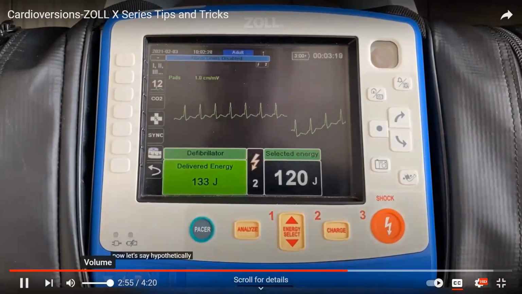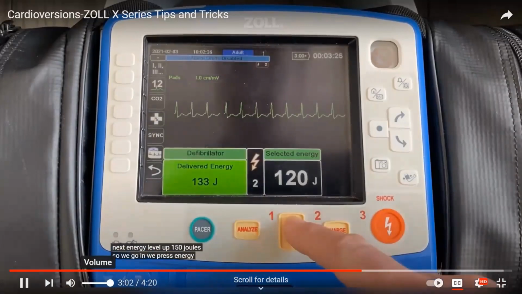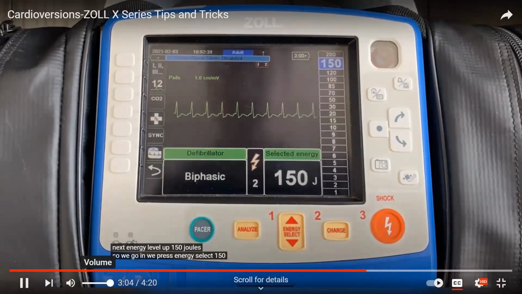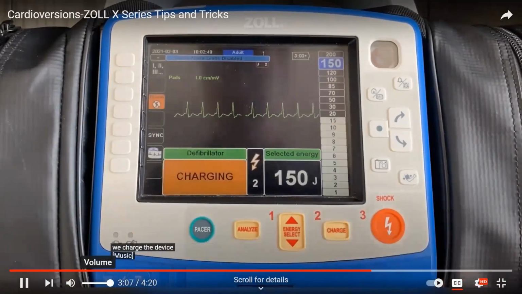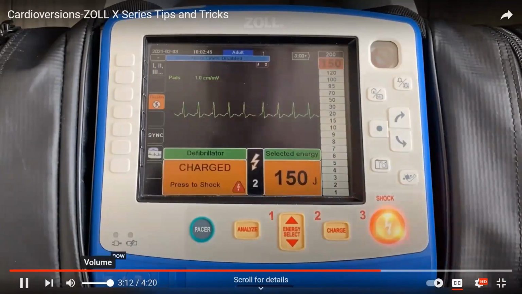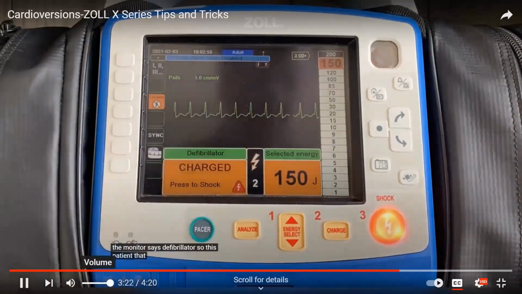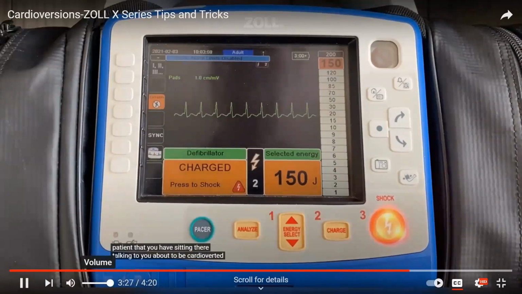Now let's say hypothetically, that didn't work again. And we're now going to cardiovert at the next energy level up, 150 joules. So we go in, we press energy select, 150, we charge the device. Now in this case, you'll recognize the fact that I did not hit the sync button prior to selecting the energy. The monitor says defibrillator. So this patient that you have sitting there talking to you, about to be cardioverted, in this case will be defibrillated instead.